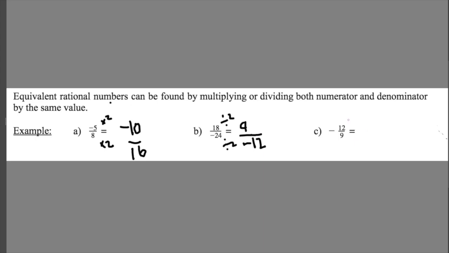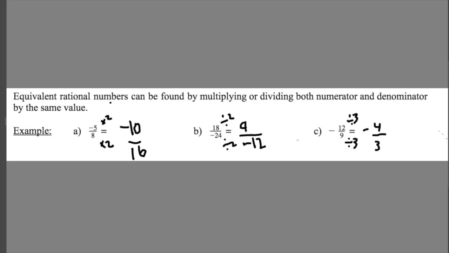We can do another division. Let's say we'll divide by 3 here. So we'll divide the top by 3, divide the bottom by 3 as well. So you'll get -4 over 3.